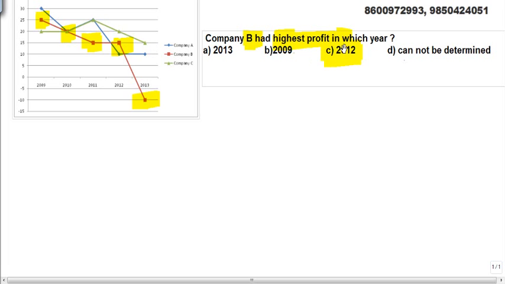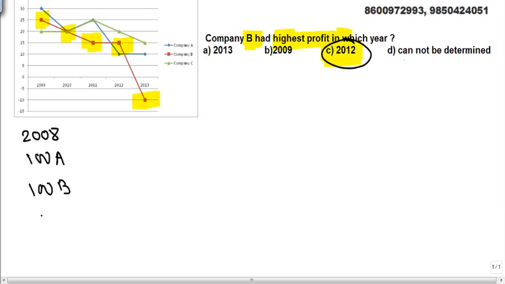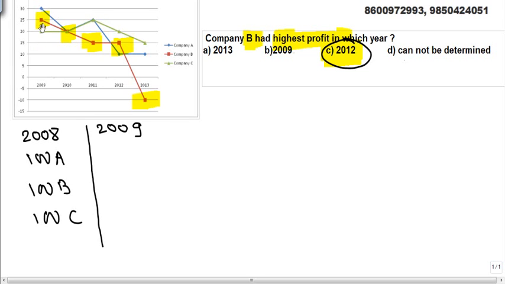But for practice say, answer we already know, but for practice say, let's find each and every company's profit every year. Just for practice we are doing 2008. Let's say A started 100A, B started 100B, C started 100C. So 2009, A increased by 30%, A becomes पिछले साल से 30% ज्यादा.